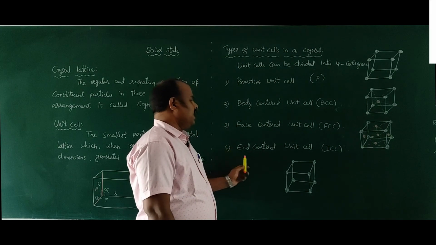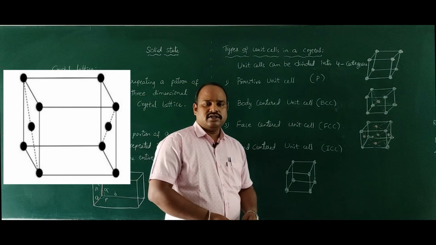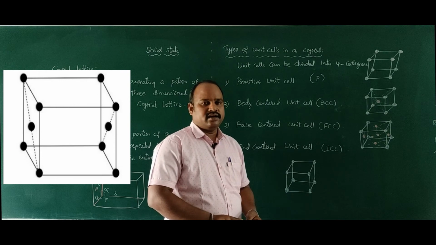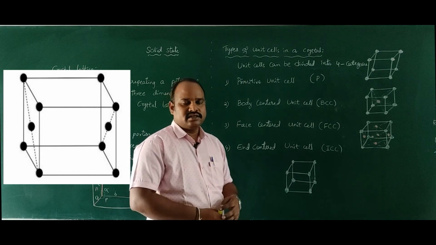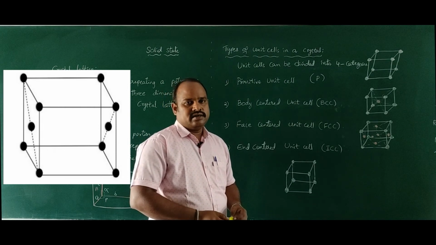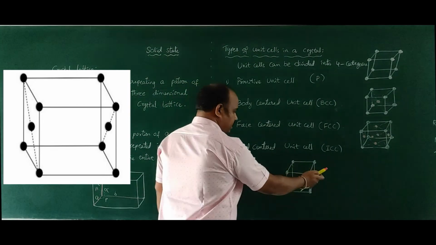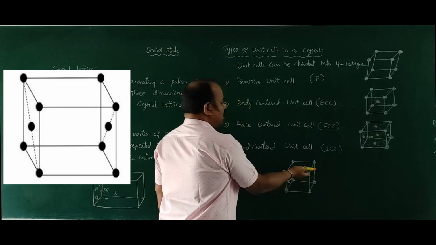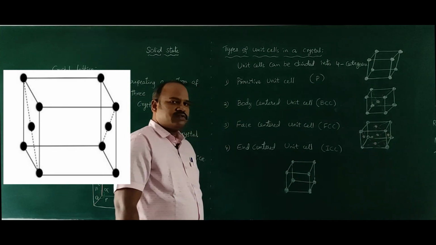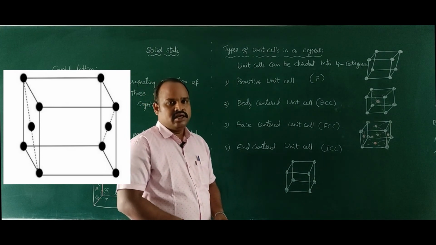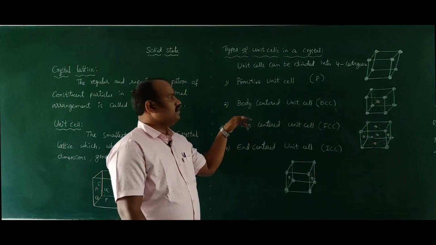And the fourth one, end centered unit cell. In this type of unit cell, the constituent particles are present at the 8 corners, along with any 2 opposite faces containing center constituent particles. Consider the left or right faces, or the up or down faces, or the front or back faces. Any 2 opposite faces contain a center constituent particle. So these are the types of unit cell.